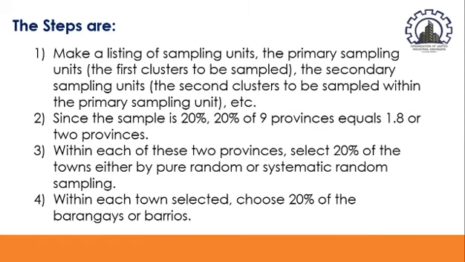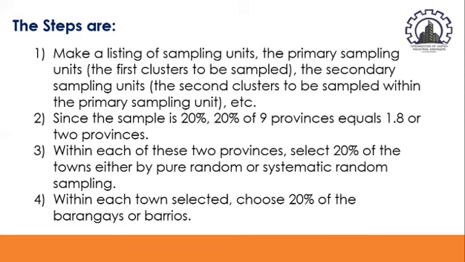Now, suppose the provinces are the primary sampling units, the towns are the secondary sampling units, and the barangays are the final sampling units. So these are called natural clusters. And second, since the sample is 20%, then 20% of the 9 provinces equals 1.8 or 2 provinces. Now select these 2 provinces by either a simple random or systematic random sampling.